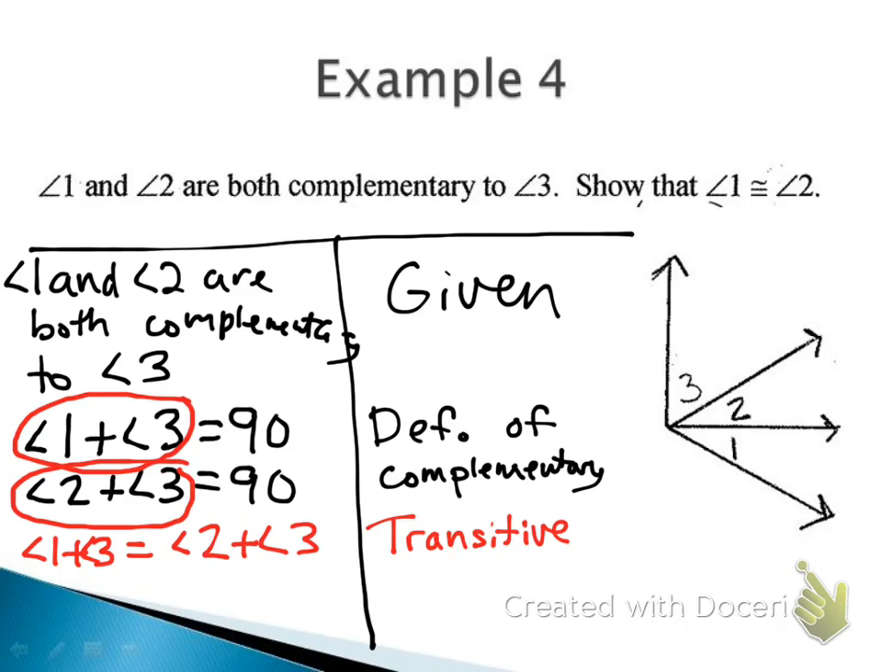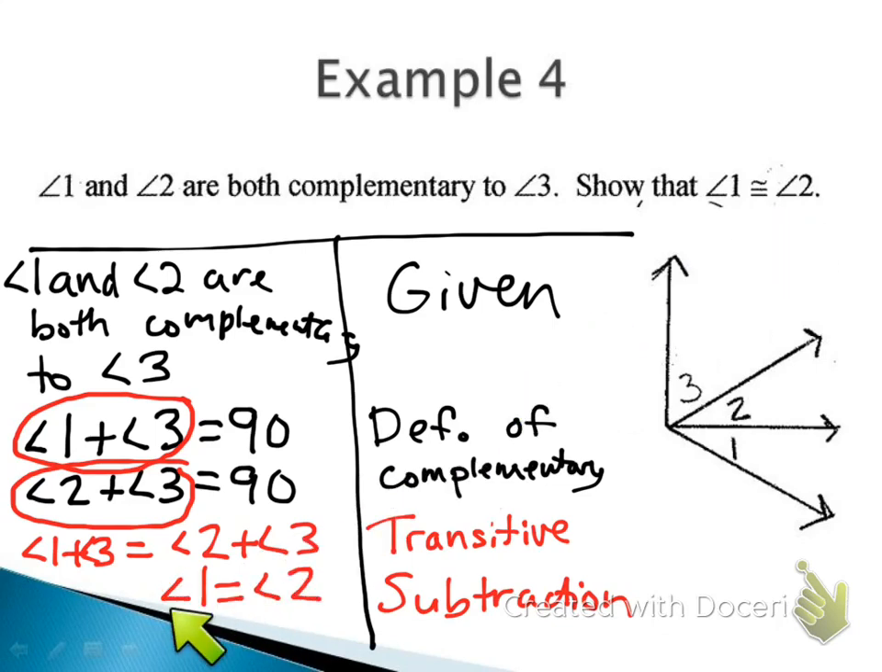Now, what can I subtract from both sides? What do they both have? They both have an angle 3, right? So if I subtract the angle 3 from both sides, I am left with exactly what I'm trying to show. Everybody see that? Okay, so that is by subtraction. And we're done. Once you get to the line that looks like what you're trying to show, you are good.